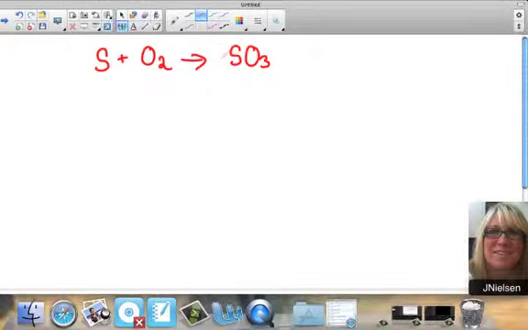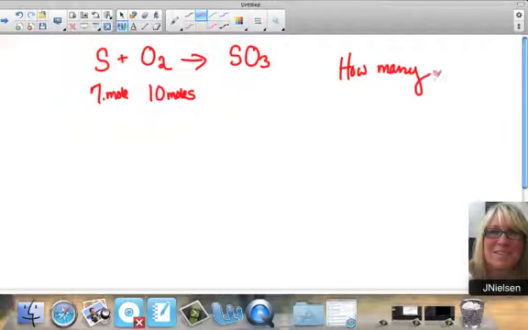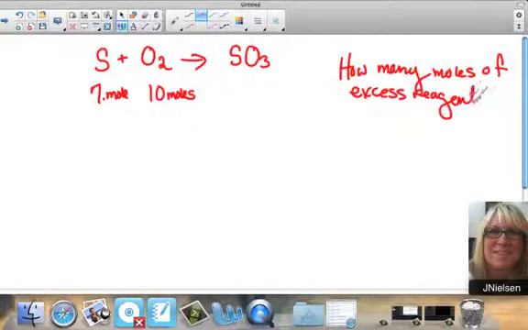They want to know some things. So they're telling us that we're going to have 7 moles of this sulfur, and we're going to have 10 moles of oxygen. And they want to know if the maximum amount of sulfur trioxide is produced, then how much reactant remains unused? How many moles? So they want to know how many moles of excess reagent is left.